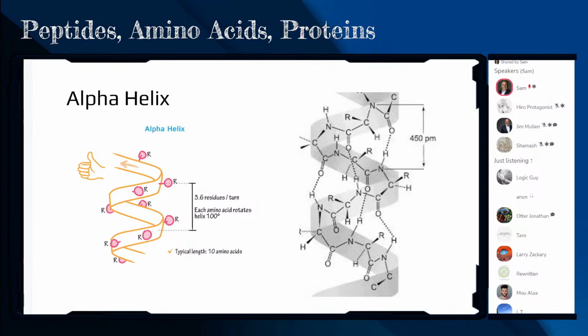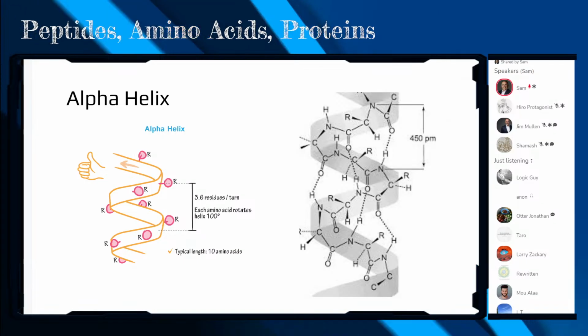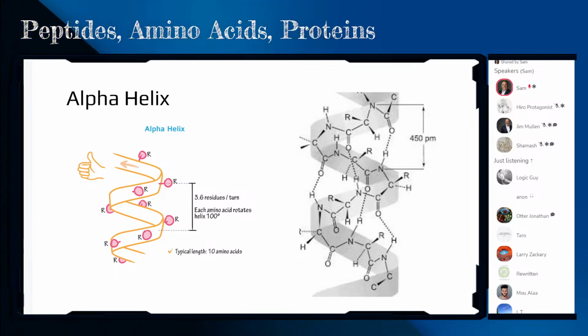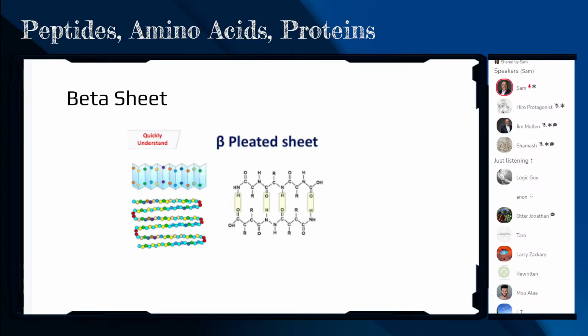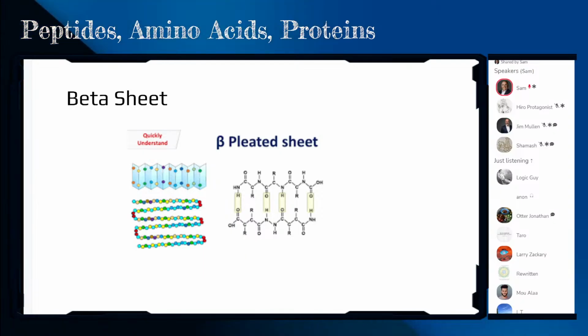But this is local, right? Meaning that this helix will go for, it says down here that the typical length is about 10 amino acids. It kind of dies after the 10th amino acid. The other local conformation that we get on slide 22 is the beta sheet or beta pleated sheet.